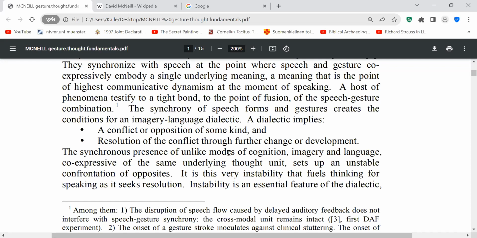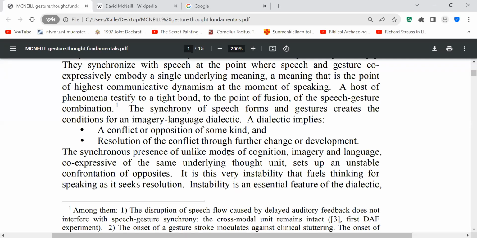A host of phenomena testify to a tight bond, to the point of fusion, of the speech-gesture combination. It is one singular unit. It is a combination; they combine to make one thing.